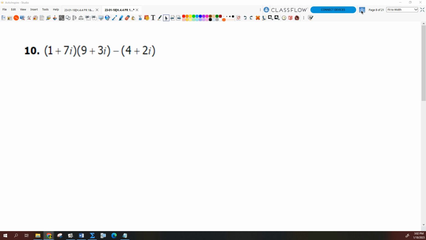I heard someone say FOIL. Yeah, I have to multiply first, don't I? Look, I've got this complex number times this one minus that one, right? So working our way down through order of operations, the first thing we run into is multiplication, right? So first issue is I've got to multiply those two complex numbers out. So let's do that. I'm going to FOIL them out just like I normally would.